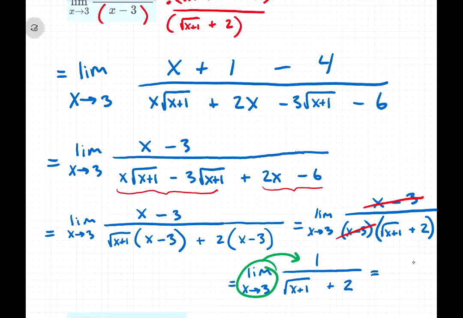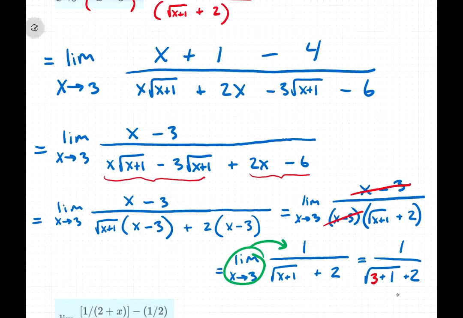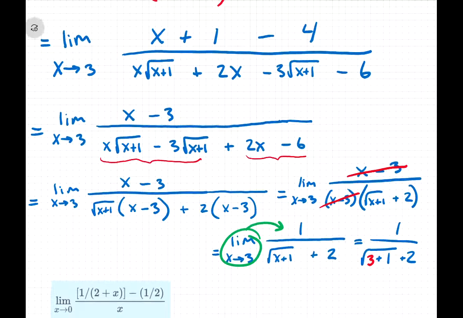So that should be 1 over the square root of 3 plus 1, which is 4. So it looks like, let's go back to blue, we have 1 over 4. So down here, this is the step where we used calculus. The rest of this was algebra that was necessary to apply the calculus.